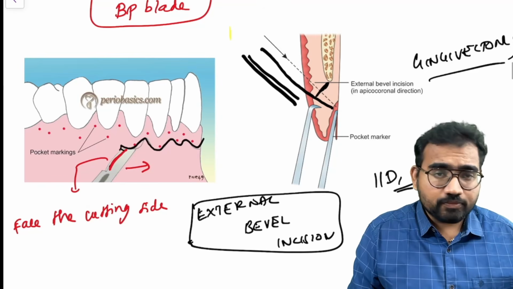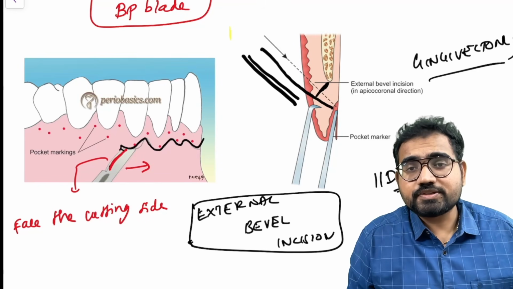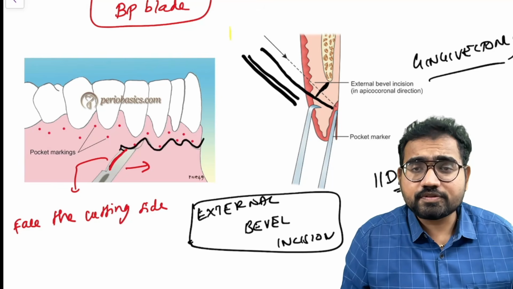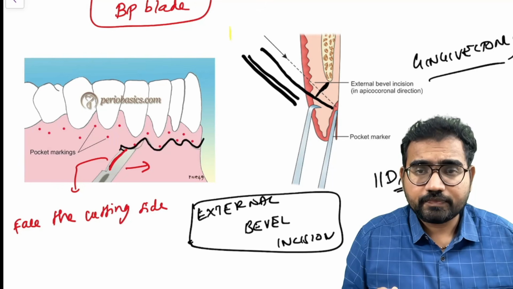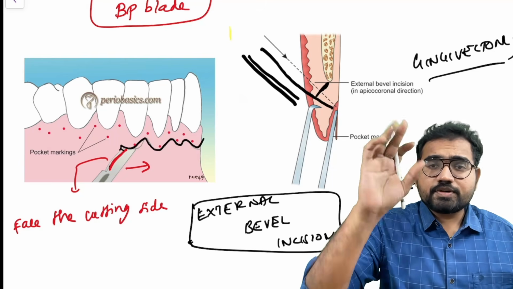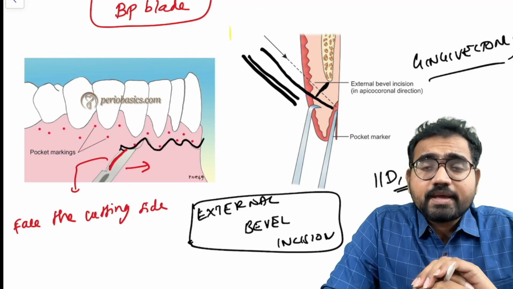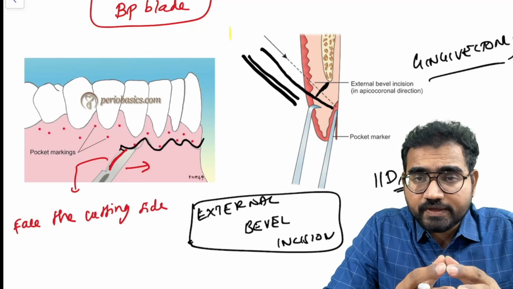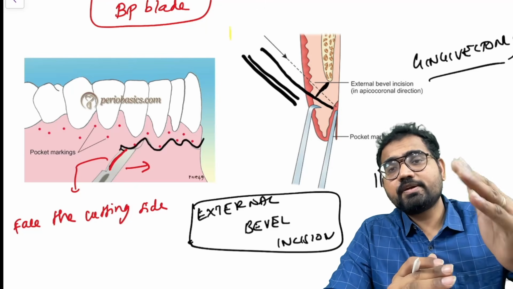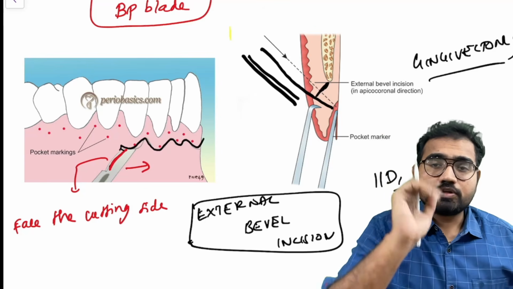It is used to remove excess gingival tissue, or in cases of crown lengthening where I don't need any osseous reduction. So the first incision we are talking about is the external bevel incision, with an 11D or 15 size blade, and the bevel points towards the tooth.